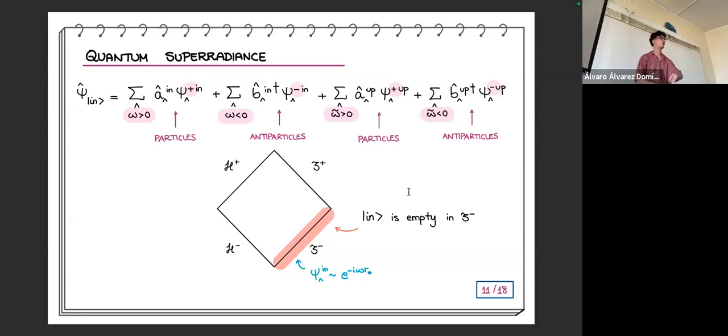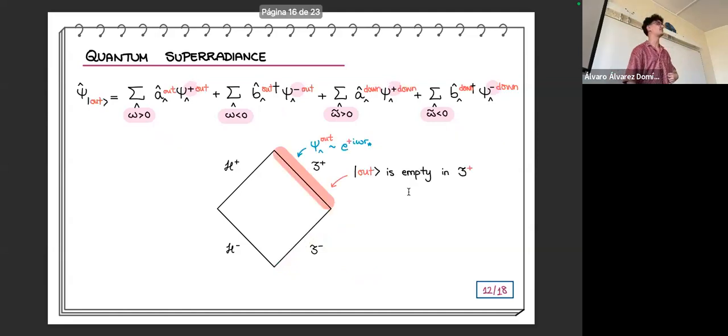Okay. This is one quantum vacuum. But we have infinite ones. For example, the out quantum vacuum. Let's pick now not the in and out basis, but the out and down basis that I presented before. Now what I do is exactly the same: divide into omega positives and omega negatives, so that I can define what is a particle and what is an antiparticle.